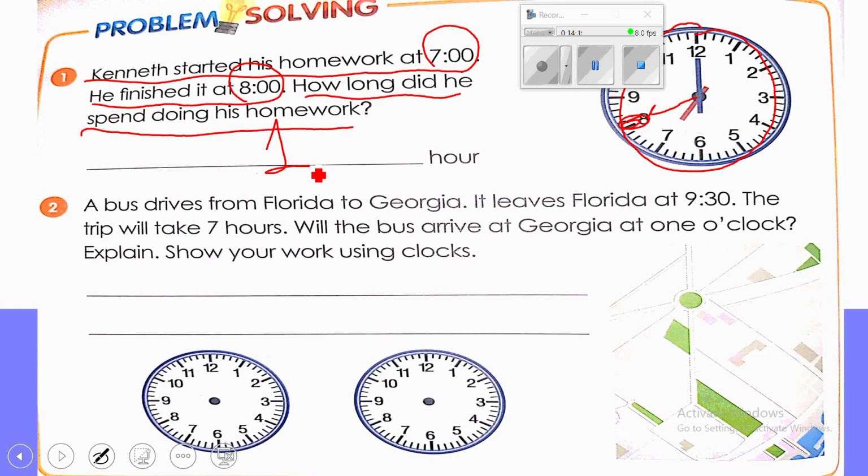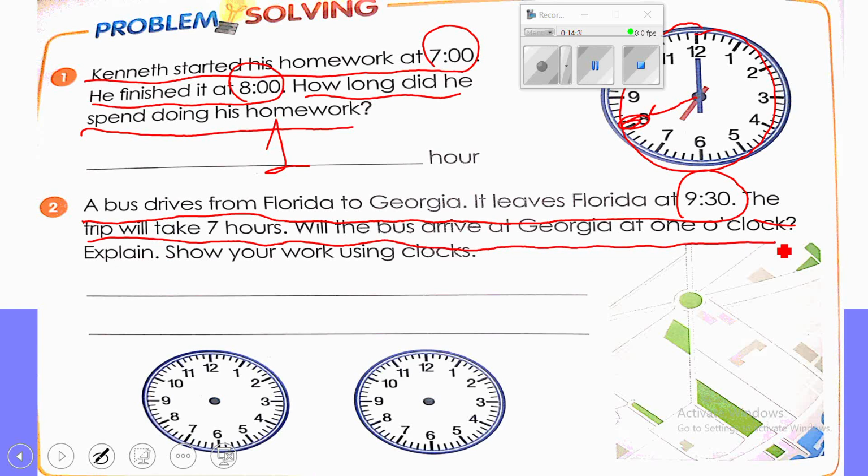Number 2. A bus drives from Florida to Georgia. It leaves Florida at 9:30. The trip will take 7 hours. Will the bus arrive at Georgia at 1 o'clock? Explain how you work using the clock.